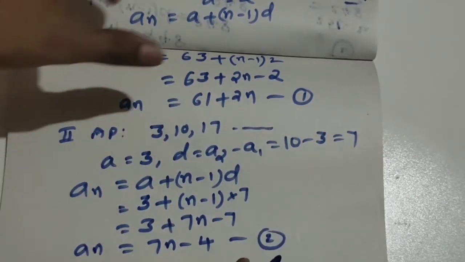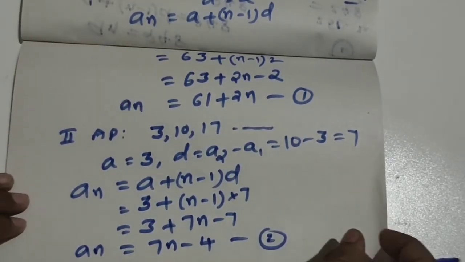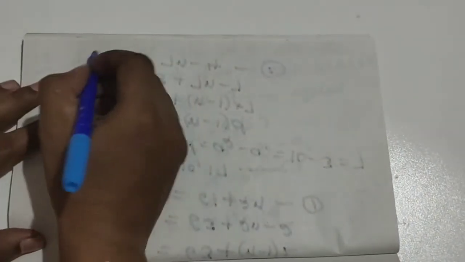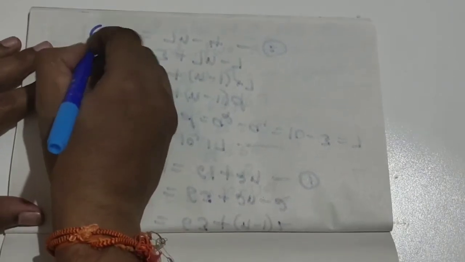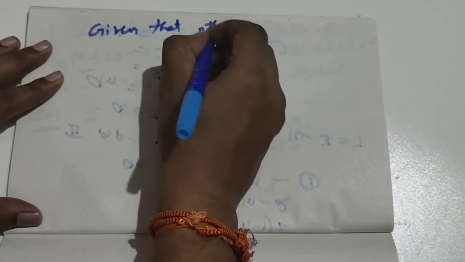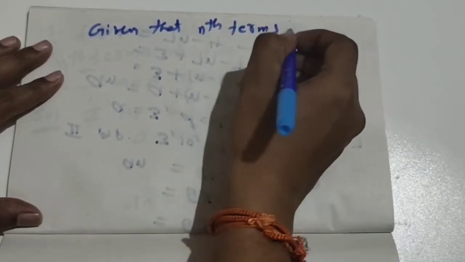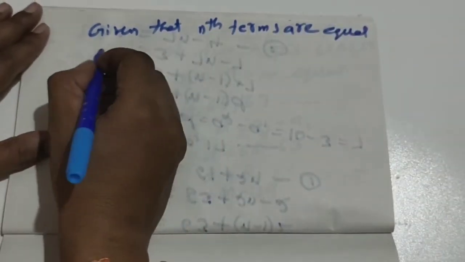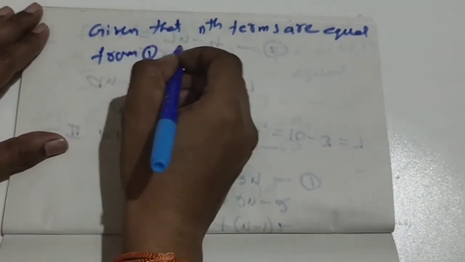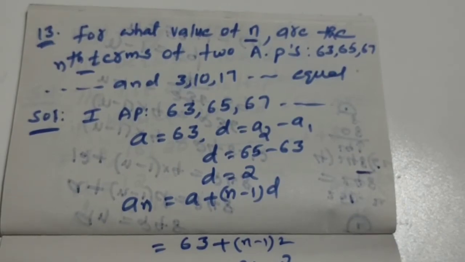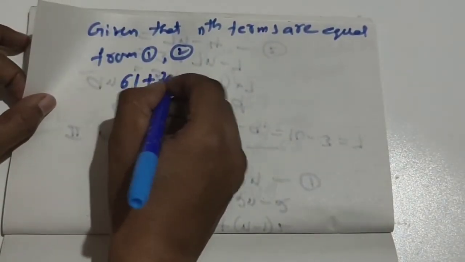But it has been given that these two nth terms are equal, so then only we get that n value. Given that the nth terms are equal, so we can write from 1 and 2. The first nth term is 61 plus 2n is equal to the second nth term, 7n minus 4.